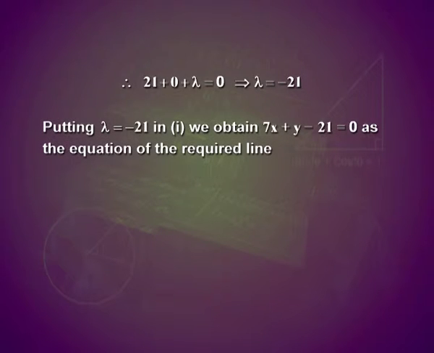Putting lambda is equal to minus 21 in the first equation, we obtain 7x plus y minus 21 is equal to 0 as the equation of the required line.